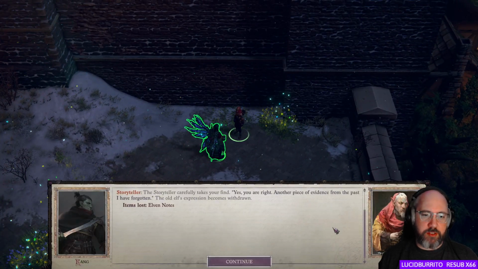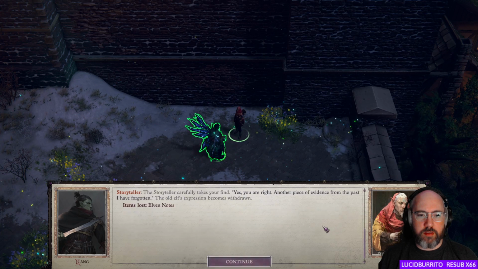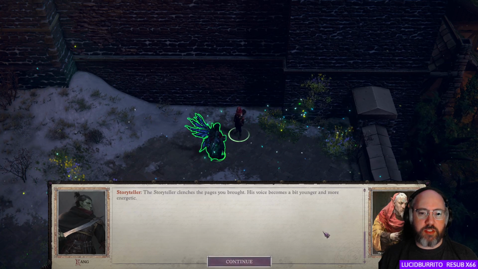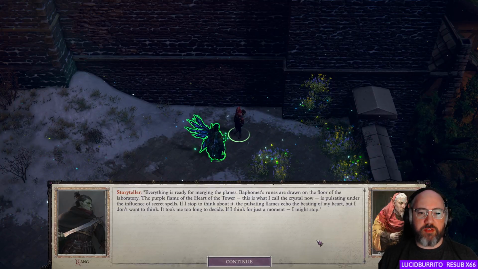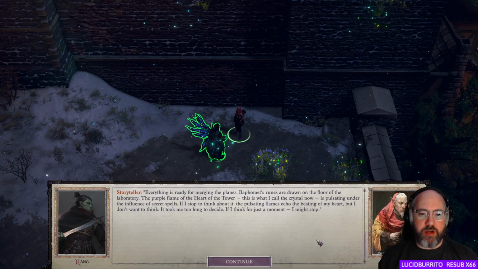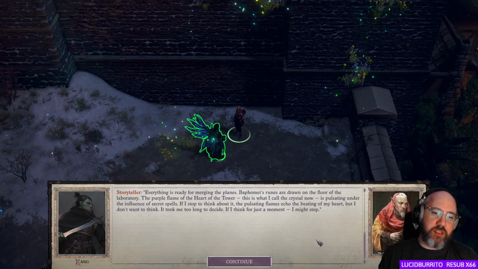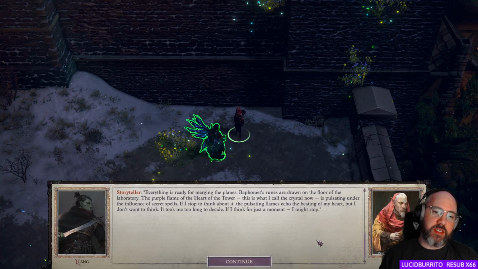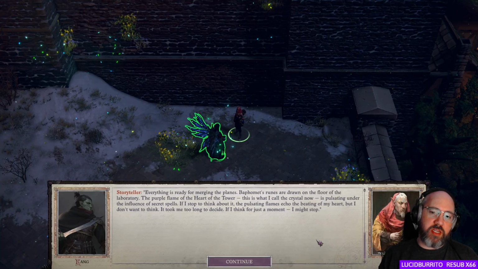I found a page that might interest you. Thanks. He clenches the page he brought. His voice becomes a bit younger. Everything is ready for the merging of the planes. Baphomet's runes are drawn on the floor of the laboratory. The purple flame of the heart of the tower. This is what I call the crystal now. It's pulsating under the influence of these secret spells. If I stop to think about it, the pulsating flames echo the beating of my heart.